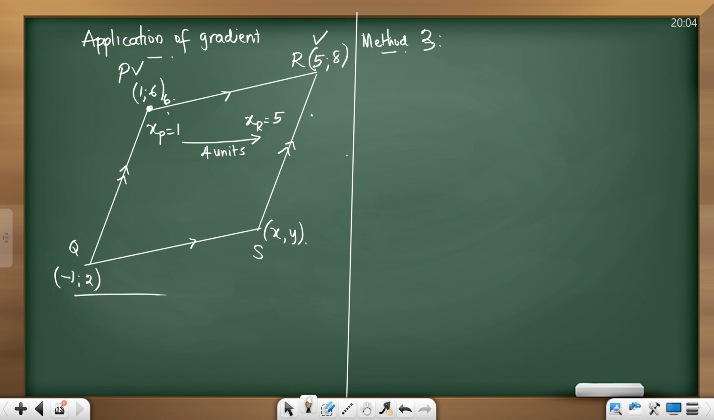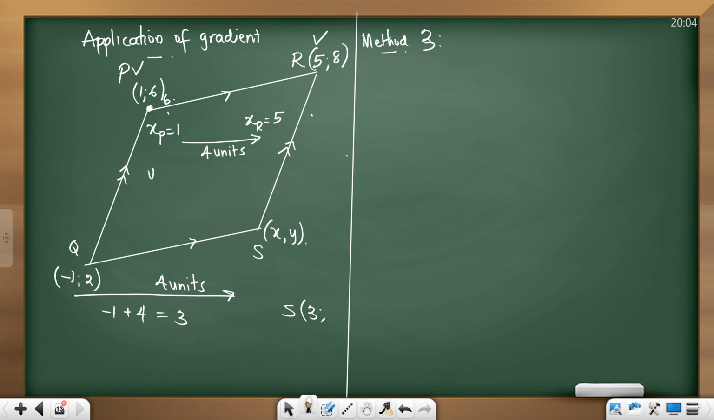Can I come here and move 4 units as well? Just add. What is negative 1 plus 4? That is 3. So I'm done. S is 3. Does that make sense? X is 3. Let's go back to P and R.